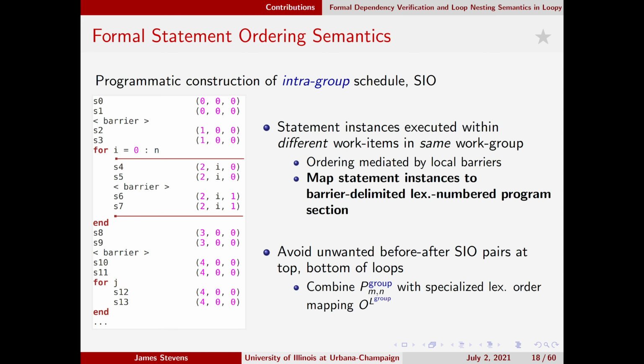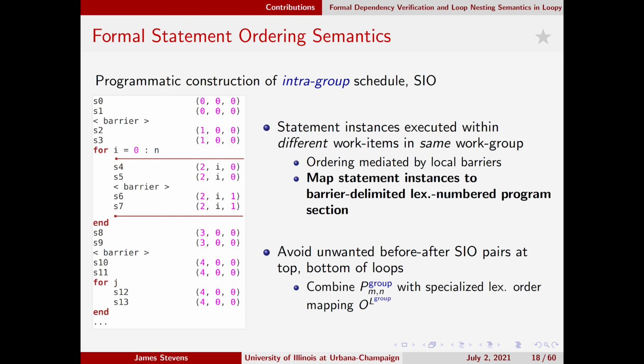Here's where it gets a little more interesting. Next, we want to describe the ordering of statement instances executed by different threads running independently within the same work group. This ordering is mediated by local barriers. So, for example, since we're assuming statement instances are executed by different threads, if there's no barrier between them, they should map to the same point in lexicographic time, because we can't know that one will execute before the other without a barrier. So look at the pseudocode on the left.